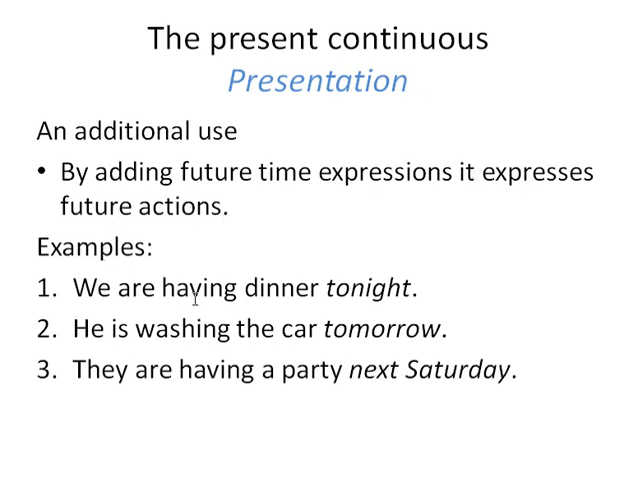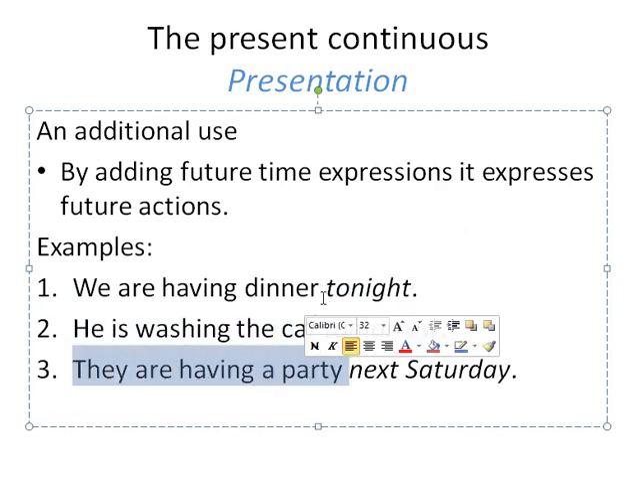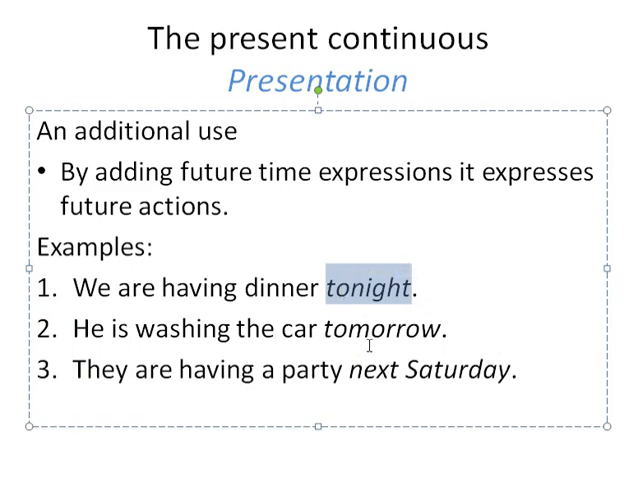For example, we are having dinner tonight. He's washing the car tomorrow. They are having a party next Saturday. In these cases, we have present continuous, but we have added a time expression. So we have tonight, tomorrow, next Saturday.